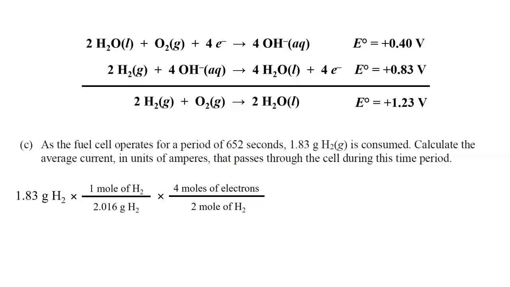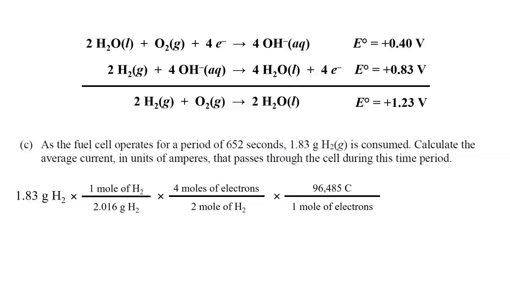I'm now going to use the Faraday constant, so 96,485 coulombs of electric charge for every 1 mole of electrons. Remember that amps would be coulombs per second, which means that I'm going to go ahead and do this math, and then I'll take the total number of coulombs and divide by the total time in seconds. So it's going to be from grams to moles.